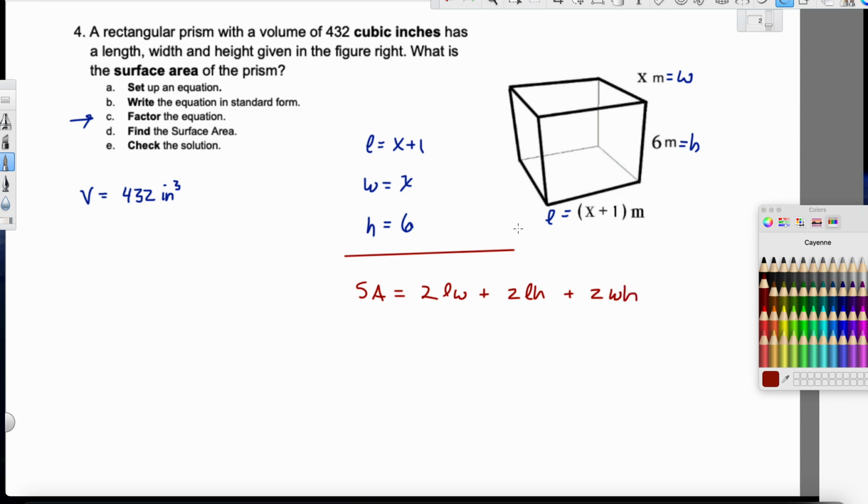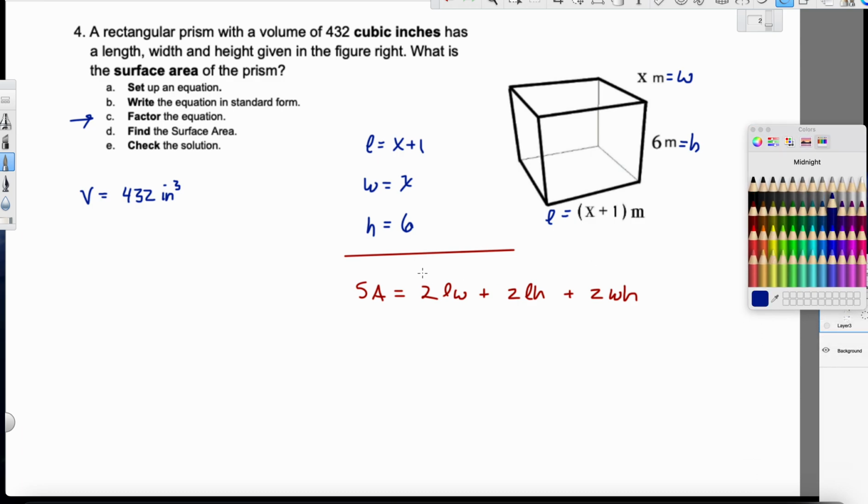We can make a net if you need to see all that, but I'm just going to do the simple equation right here. The issue here is, in order to find surface area, we need to know all 3 dimensions, and we only know the height. Length and width are all in terms of x. So we need to work backwards a little bit. We need to take the volume that we know given in the problem and see if we can write a volume equation with these dimensions and solve for x, which is what we're going to do. So volume is length times width times height for a rectangular prism.